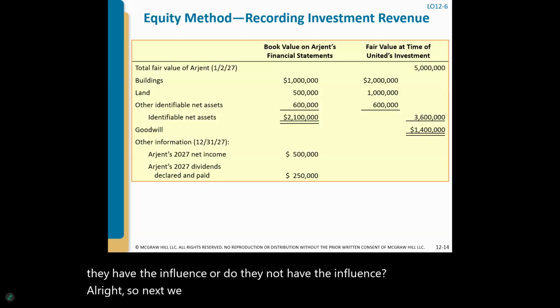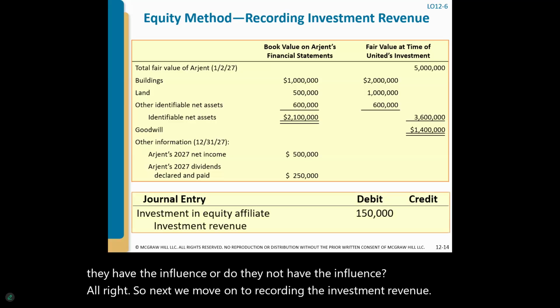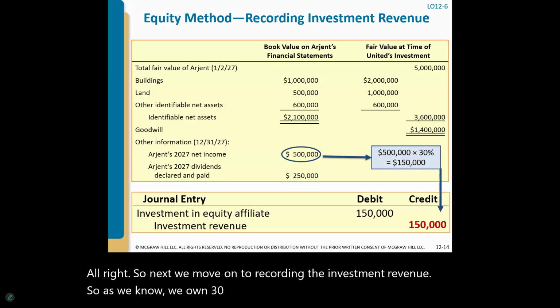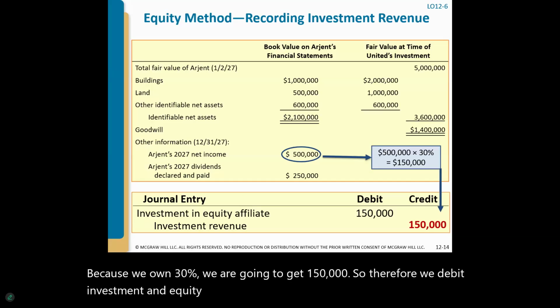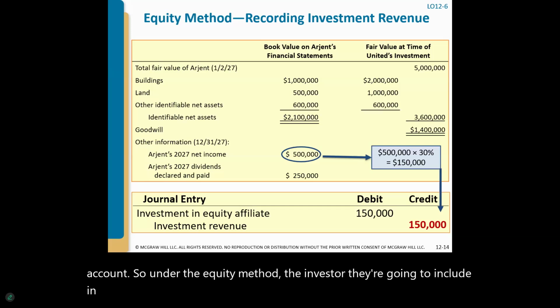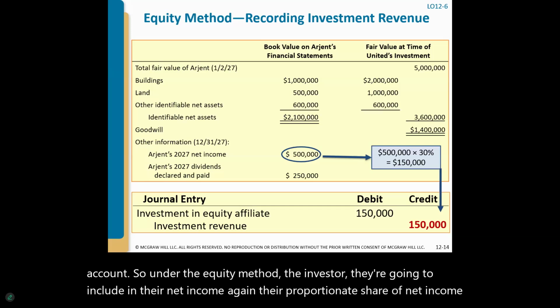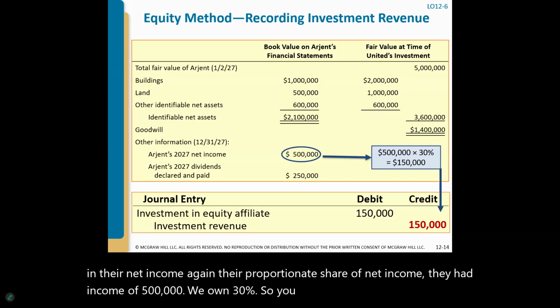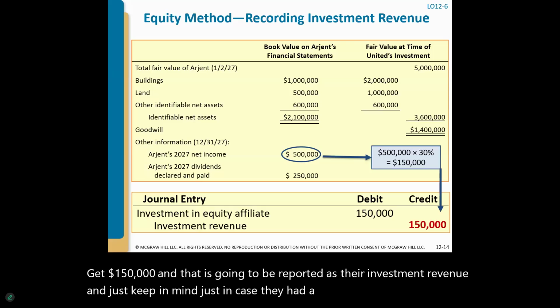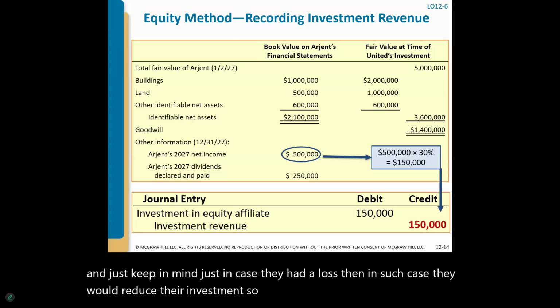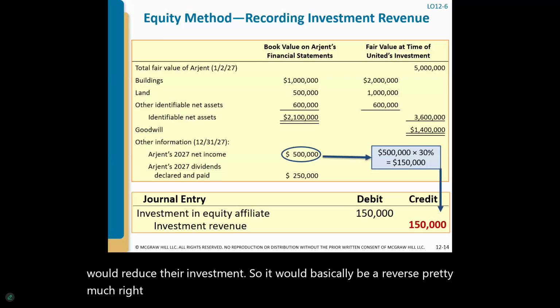All right, next we move on to recording the investment revenue. As we know, we own 30%. Their net income was 500,000. Because we own 30%, we are going to get 150,000. So we debit investment in equity affiliate and we credit our investment revenue account. Under the equity method, the investor includes in their net income their proportionate share of net income. They had income of 500,000, we own 30%, so we get $150,000, and that is going to be reported as their investment revenue. Just keep in mind, if they had a loss, then we would reduce our investment, so it would basically be a reverse.